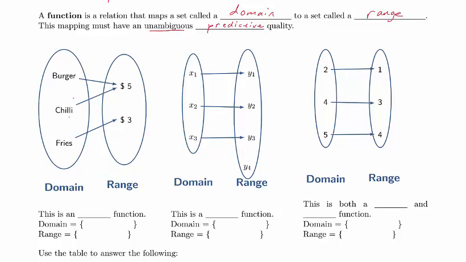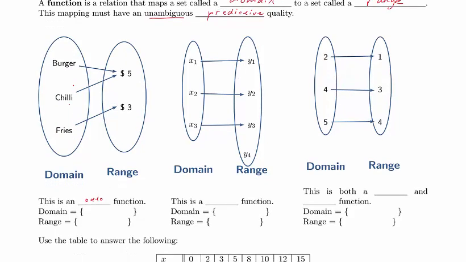All right, so this is what's called an onto function. Right? That means every element in the domain and every element in the range are both used. All right, and so what is the domain? We've got a burger, we've got chili, and we got fries. What's the range? $5, and then $3. Okay, and that's it right there.